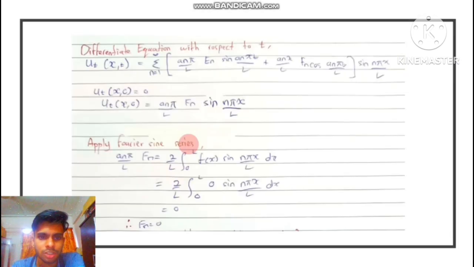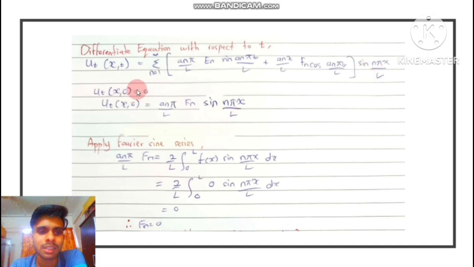Now differentiation equation with respect to t, earlier what we did was differentiation with respect to n. So we have sigma an pi over L En sin an pi t over L plus an pi over L Fn cos an pi t over L times sin n pi x over L.